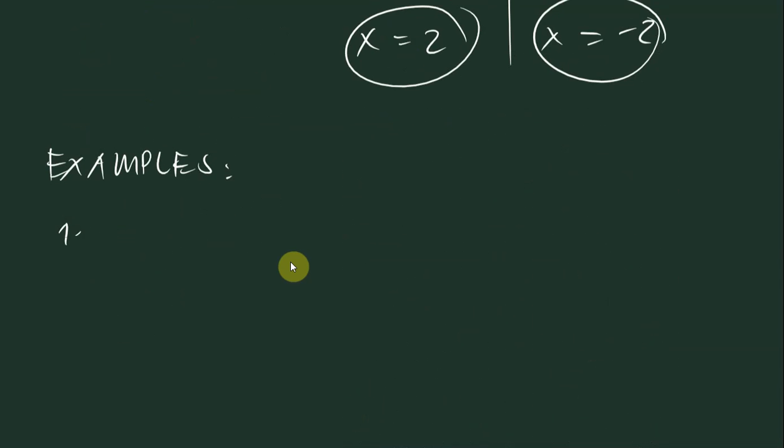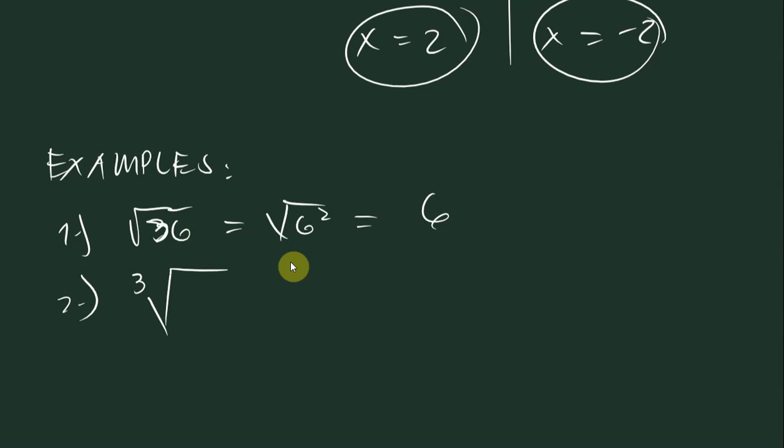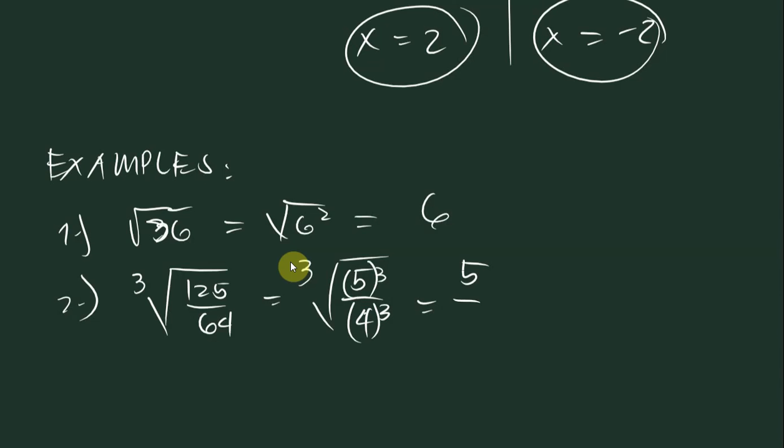Okay, so let's have one, square root of 36. So what is this? This is equal to 6 squared, right? Therefore, this will be 6. Okay, so let's have a second example. Let's say we have the cube root of 125 over 64. So if we rewrite this, this will be 5 cubed over 4 cubed, right? So the result will be 5 over 4.